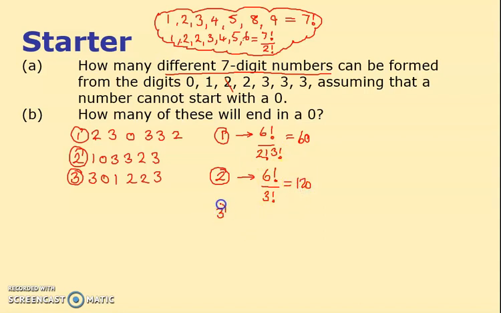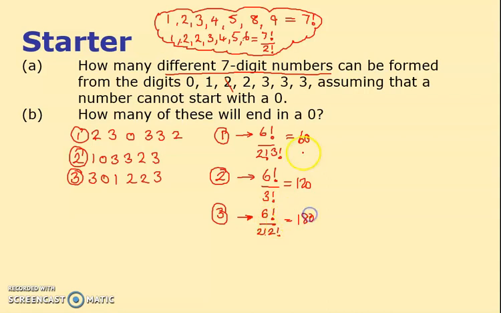And the last possibility is I start with a 3. Well, just thinking about it, if I start with a 3, there are only 2 3s left. Because there were 3 and now I've started one, there's only 2. But there are 2 2s. So I think in this case I'll do 6 factorial divided by 2 factorial divided by 2 factorial. And when I did that, I got 180.